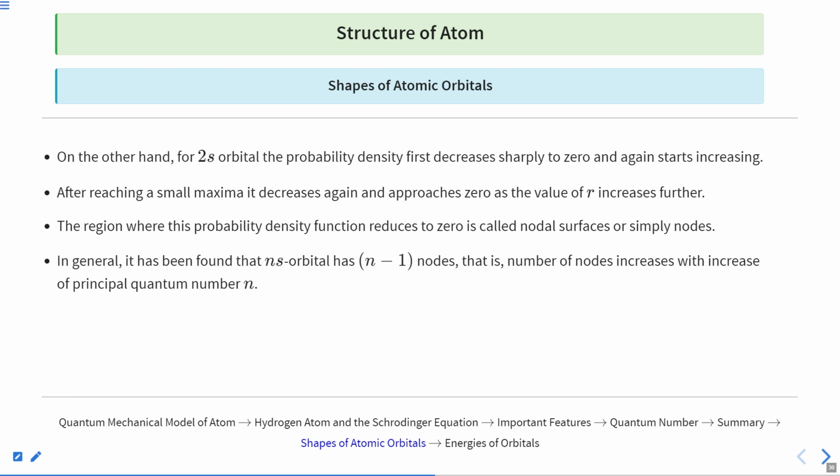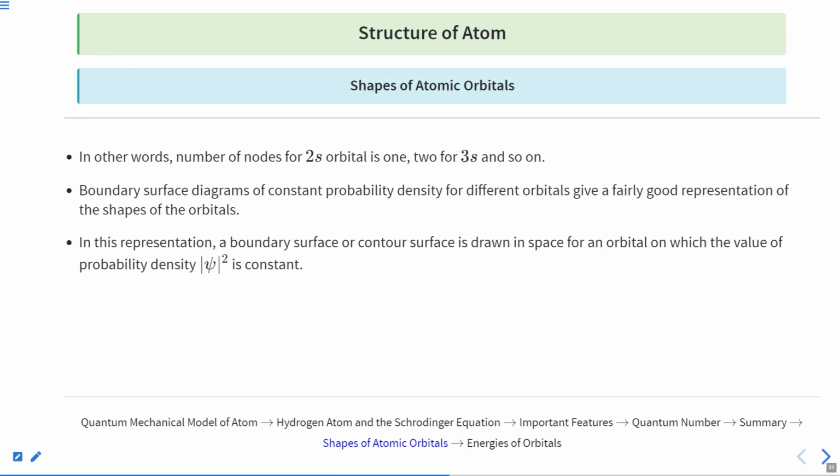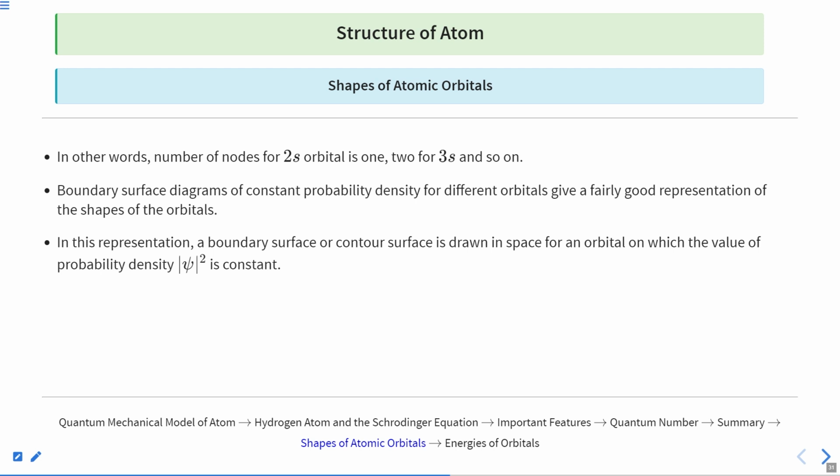Now, if I talk about s orbital, then it was found that n minus 1 nodes are present there. So this is a simple formula for finding the number of nodes. It is simply n minus 1, where n is the principal quantum number. If you just subtract 1 from n, you will get the number of nodes. Clear? In other words, the number of nodes for 2s orbital is 1. If you talk about 3s, then it is 3 minus 1, so we have 2 nodes.